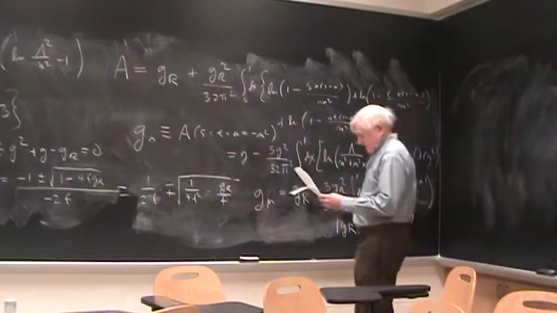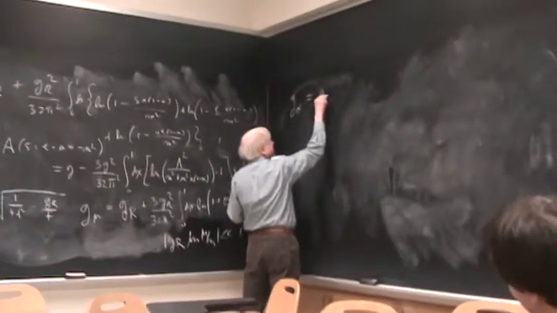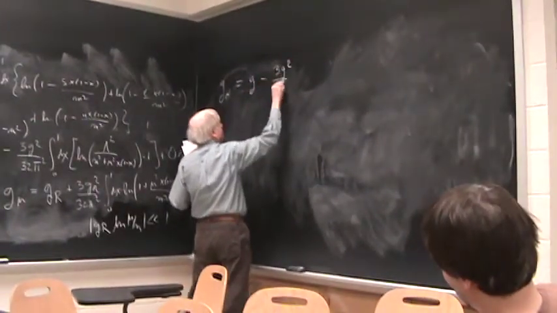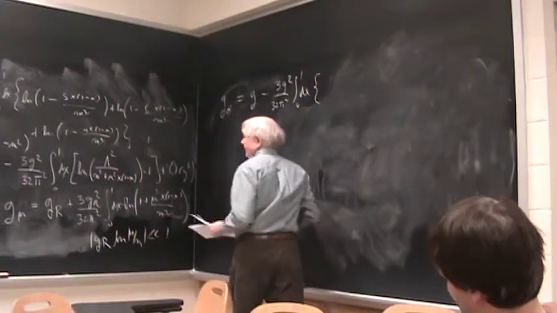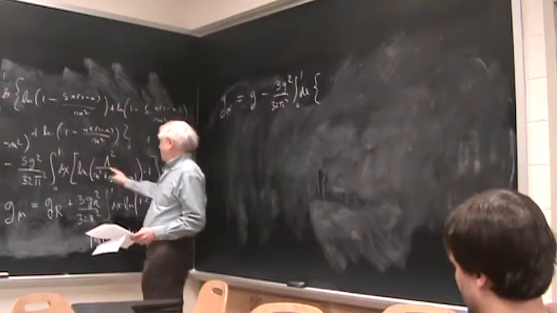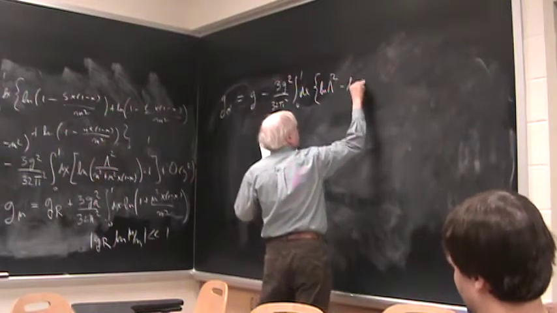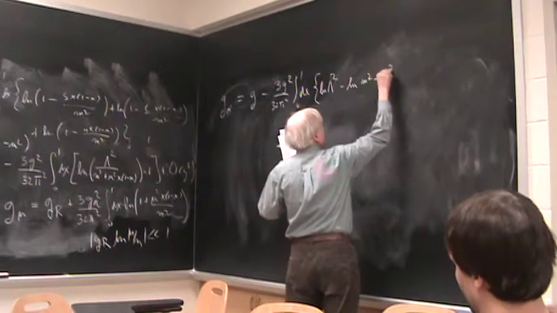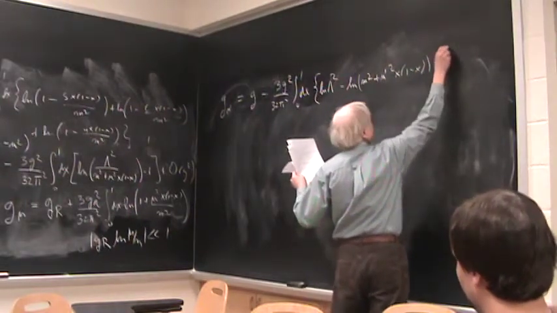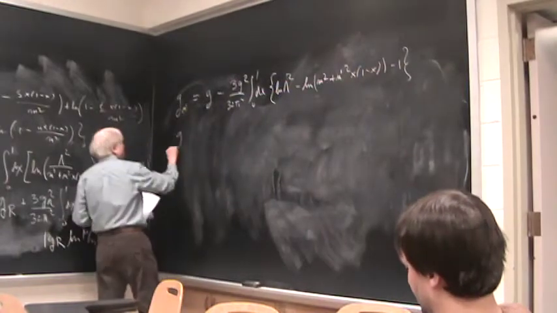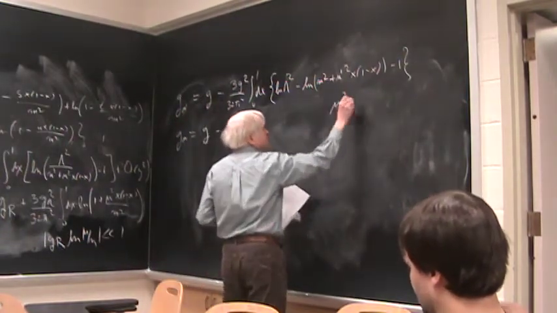Now instead, let's write things this way. Let us write g mu prime is going to be g, I'm going back to the bare again, minus 3g squared over 32 pi squared, integral 0 to 1 dx. And now I'm going to decompose this logarithm a little bit. This is log lambda squared minus log of m squared plus mu prime squared x(1 minus x), minus 1. And now g sub mu is the same thing. Ditto, I'll just say, mu squared.